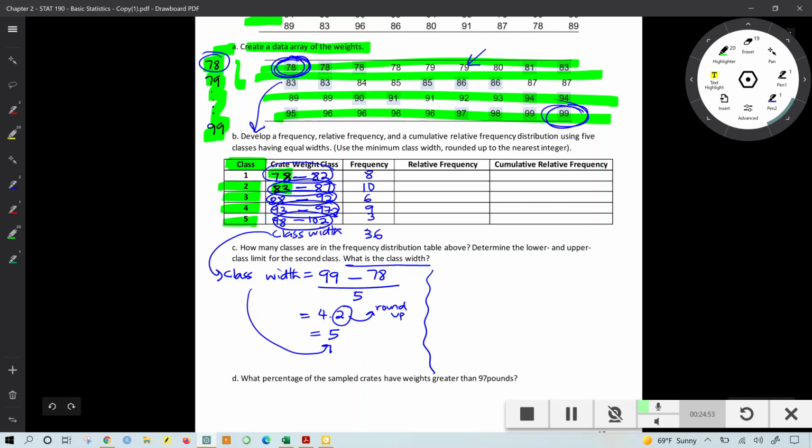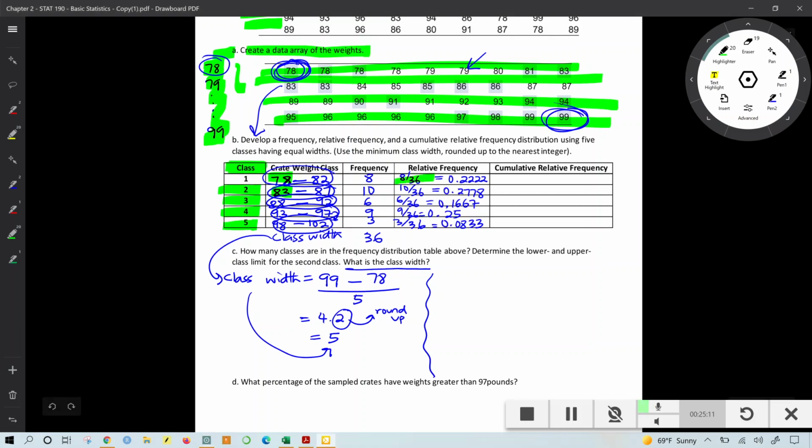frequency is 36. And for relative frequency, you have 8 over 36, 10 over 36, 6 over 36, 9 over 36, and 3 over 36. You're welcome to convert these to decimals. You have 0.222. I'm going to do that. So we have all of the respective relative frequencies.